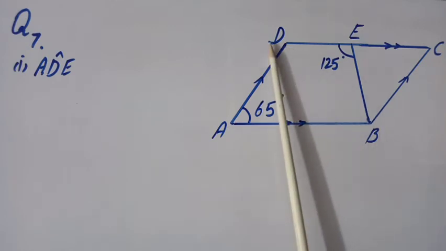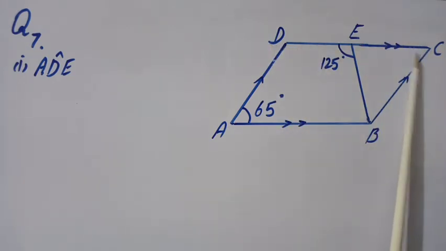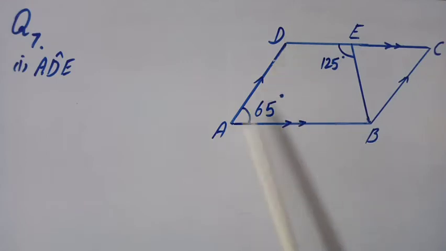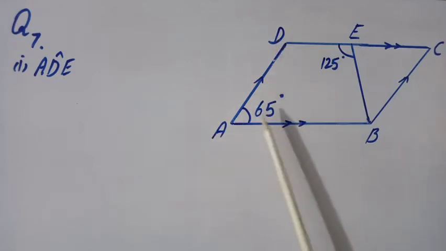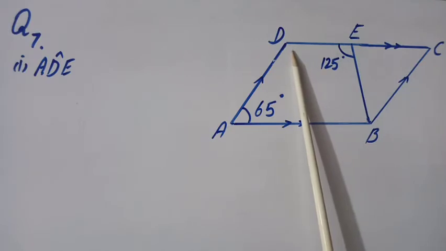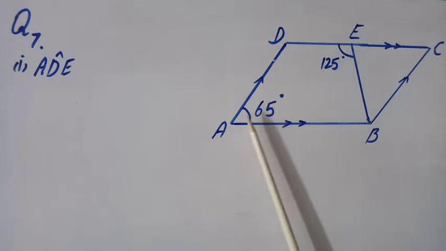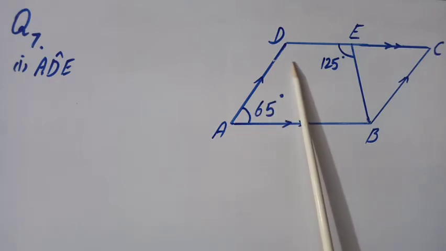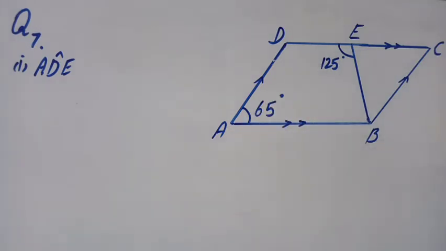AB is parallel to DC and AD is working as transversal, so this angle at point A and this angle at point D are in a special relationship with one another, because their sum is equal to 180 degree. What type of angles are these? Yes, these are interior angles. You are able to find out now ADE. Find it out by yourself.